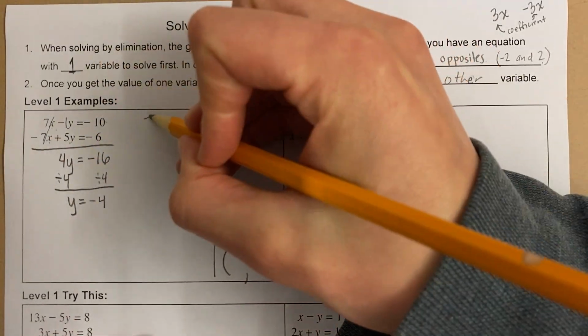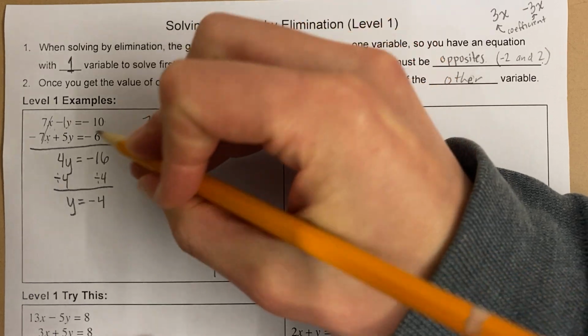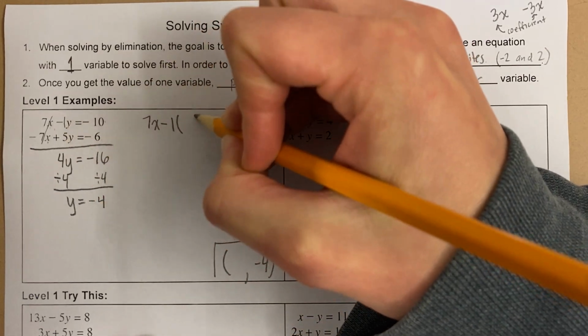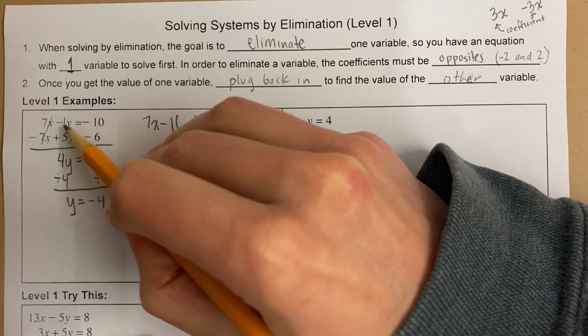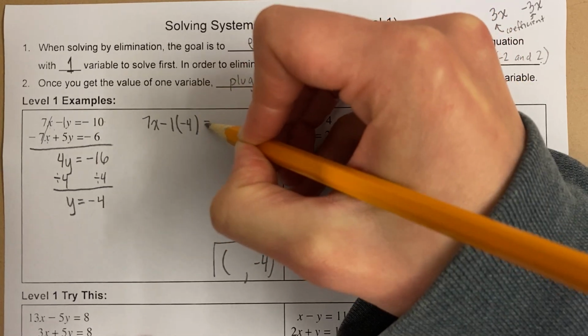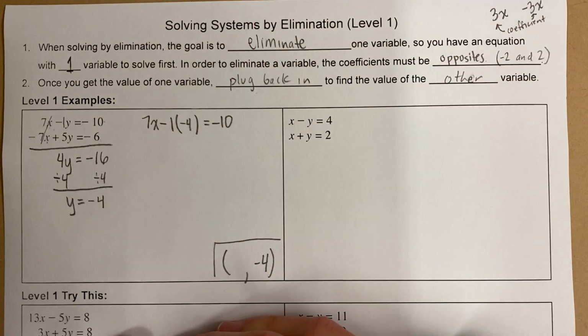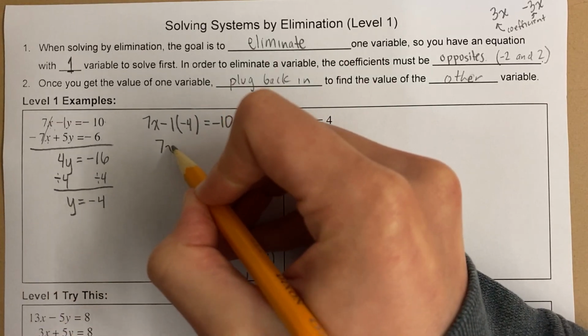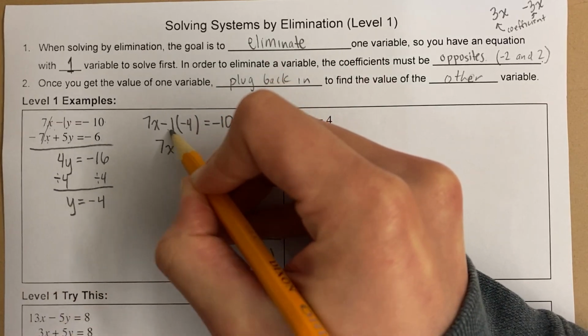So this says 7x minus, and I'm going to write this 1. This is minus 1y. I'm going to write minus 1, and instead of y, this is negative 1 times y. I'm going to write negative 1 times negative 4 equals negative 10. Now I'm solving. I want x, right? I already have y, and I'm looking for x. So let's do this multiplication. Negative times negative is positive. 1 times 4 is 4.